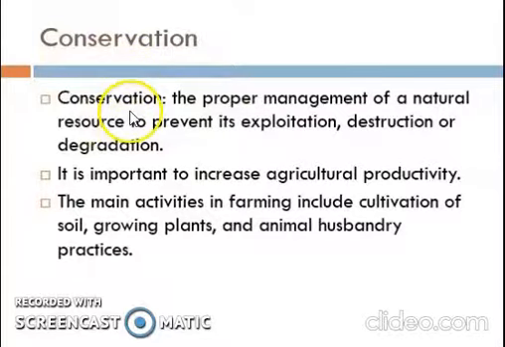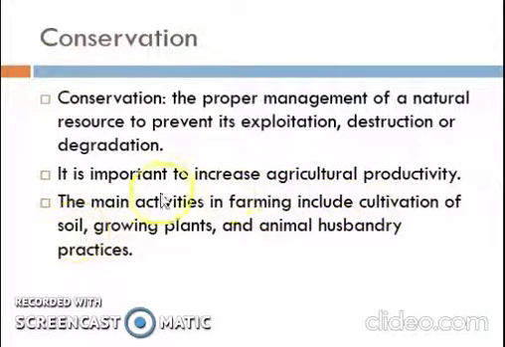So conservation ምንለው is the proper management of a natural resource to prevent its destruction or degradation. Natural resourceን properly manage አድርገን መጠቀም conservation ነው ማለት ነው. So this is important to increase agricultural productivity. Agricultural productivity increase ለማድረግ ይጠቅማል. And the main activities in farming include cultivation of soil, growing plants, and animal husbandry practices.